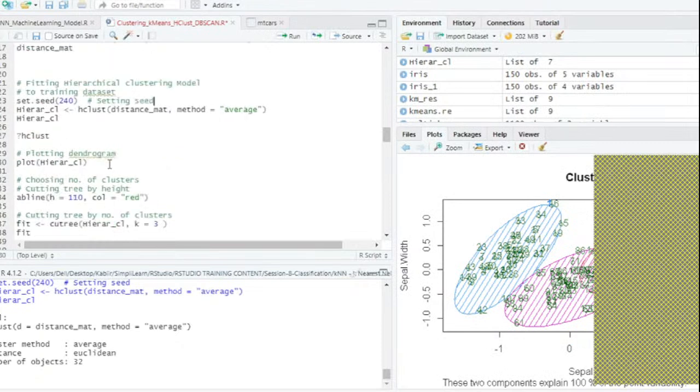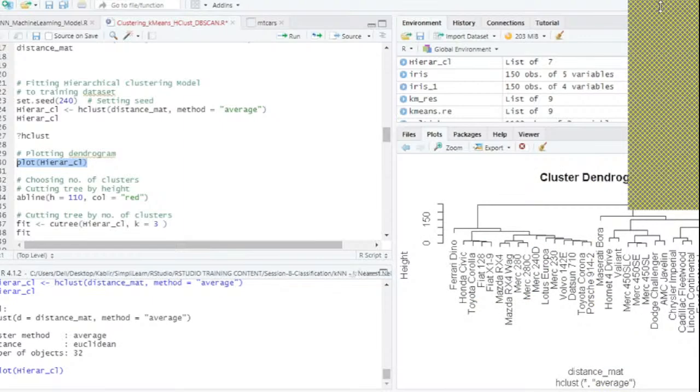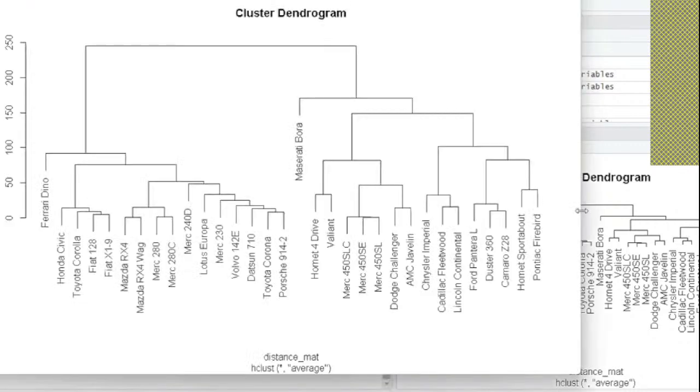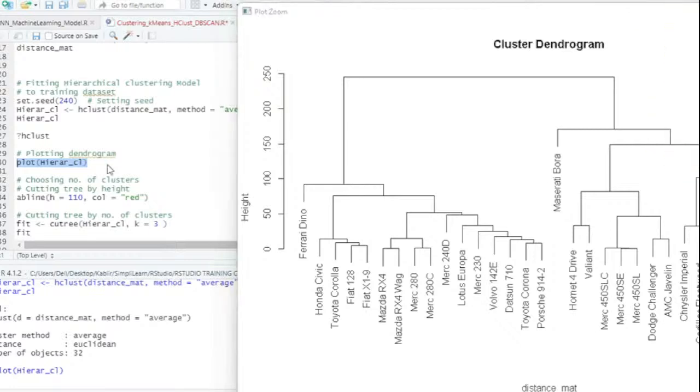If I plot this distance matrix, I create a dendrogram. I plot this and I get a dendrogram. Line number 130 gives me this dendrogram.